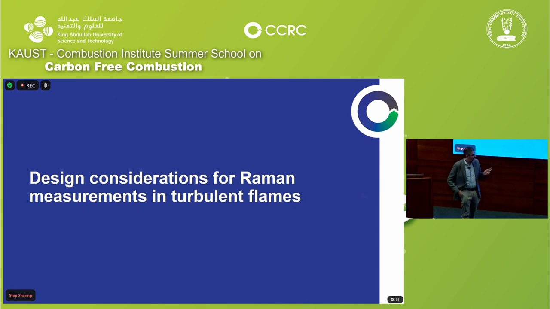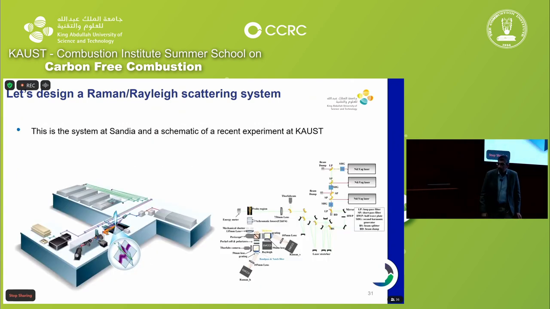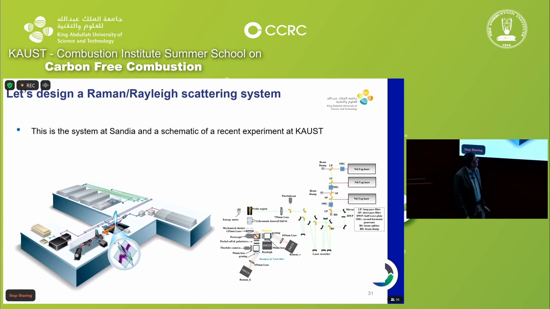So now, this was a very quick, brief introduction about where the Raman signal is coming from. The process, as I say, is very simple. But then, if you look around, you cannot just go on a website and buy a Raman system that's able to do measurements in a turbulent flame, not even for a hydrogen flame. The few systems that can do measurements in turbulent flames, you can count on one hand. They're highly customized, custom built. There are very few places with this capability.